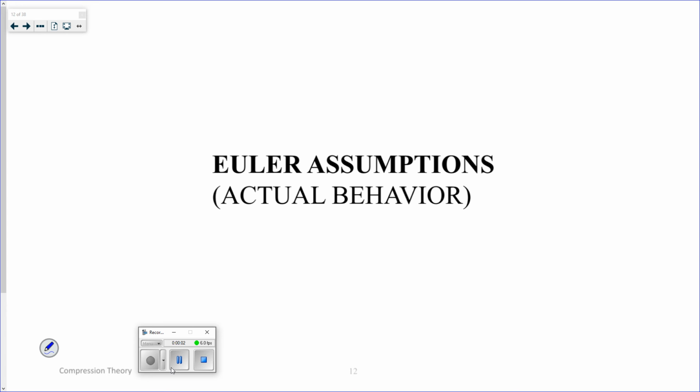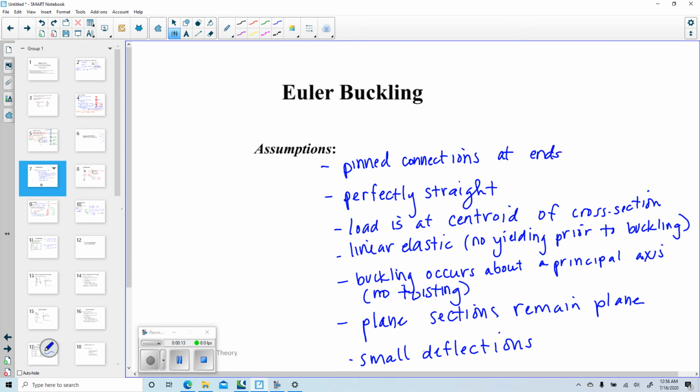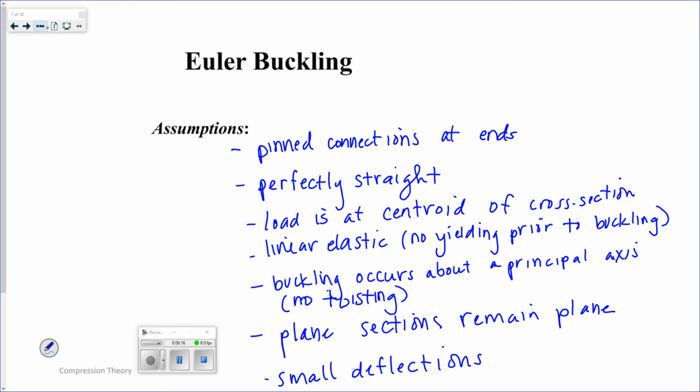So previously, we had talked about the assumptions behind determining the Euler buckling load. These include that we have a pinned connection at both ends, that the column is perfectly straight, that the load is at the centroid of the cross section, that we're linear elastic, we don't have any yielding. And then talking about twisting, and then our always favorite plane sections remain plane, and small deflections.